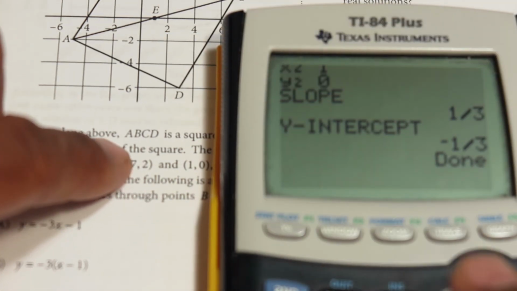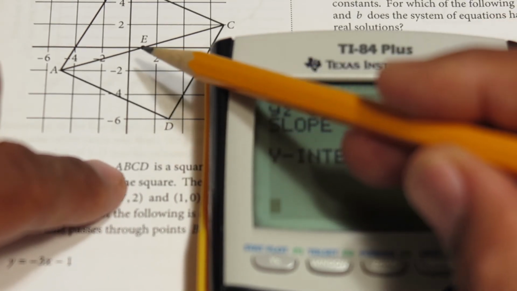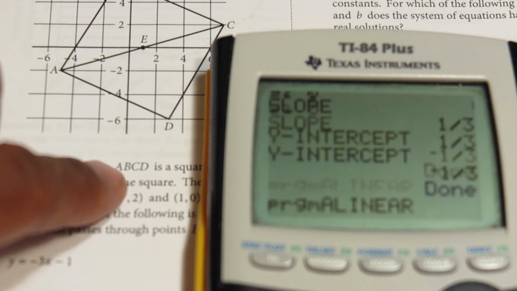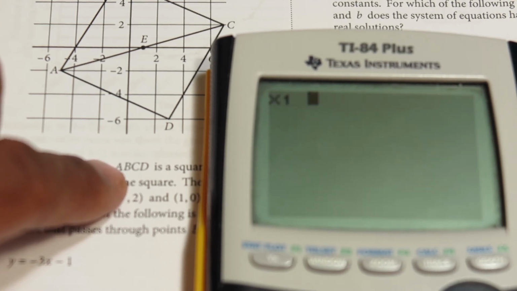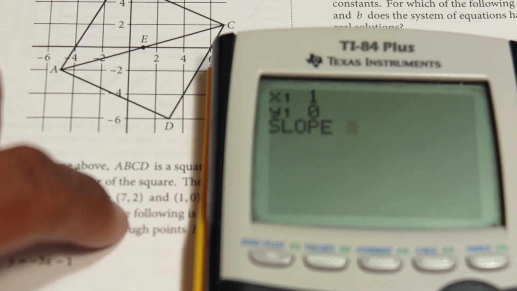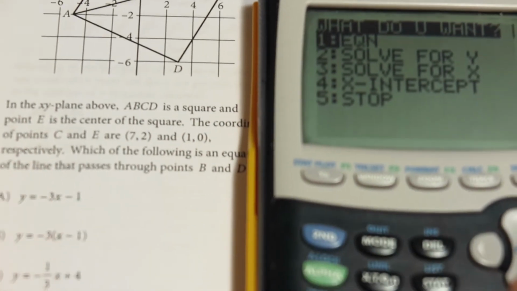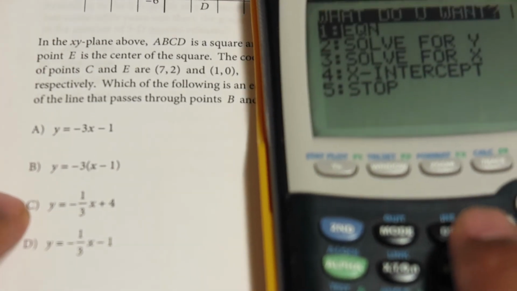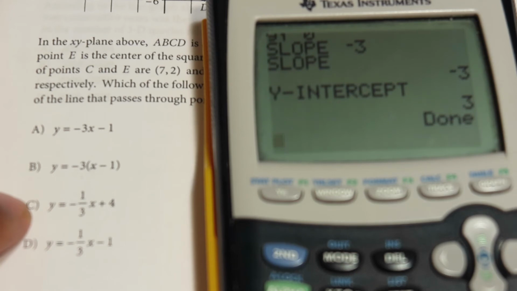So now that we know the slope is -3, we also know the coordinates for this point. So we can go back and use option 3 again, a point and the slope. So the point is going to be (1, 0), and the slope is going to be -3. All right, now what are we looking for? We're looking for the equation. All right, so let's look at the choices that we have. So now we're just going to choose option 1. It tells you that the slope is -3 and the y-intercept is 3.